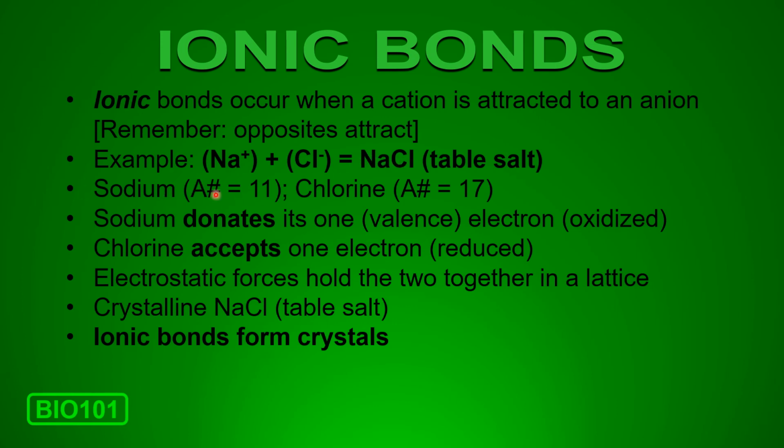So sodium has an atomic number of 11, chlorine has an atomic number of 17. Okay, and so sodium donates its one valence electron, so it gets rid of its electron, becoming more positive, thereby becoming oxidized. Chlorine accepts its one electron, thereby becoming reduced. Okay, so check this out.